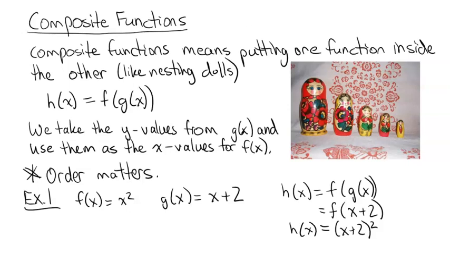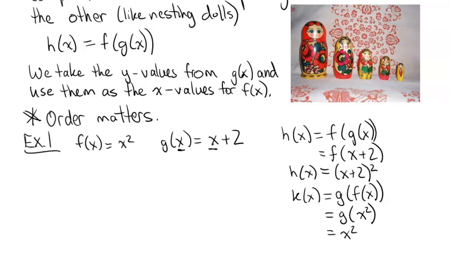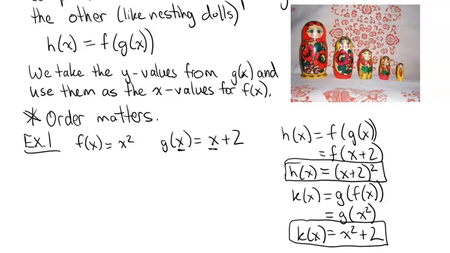Well, what if it was g of f of x? Let's call it k of x, just to be different there. This is g of f of x. If that's the case, then we're going to nest x squared inside of x plus 2. So this is g of x squared. And so that means everywhere I see the x in g of x, I'm replacing it with x squared. So this will be written as x squared plus 2. So k of x is x squared plus 2, and we can clearly see that's not the same thing as h of x, which was x plus 2 all squared.